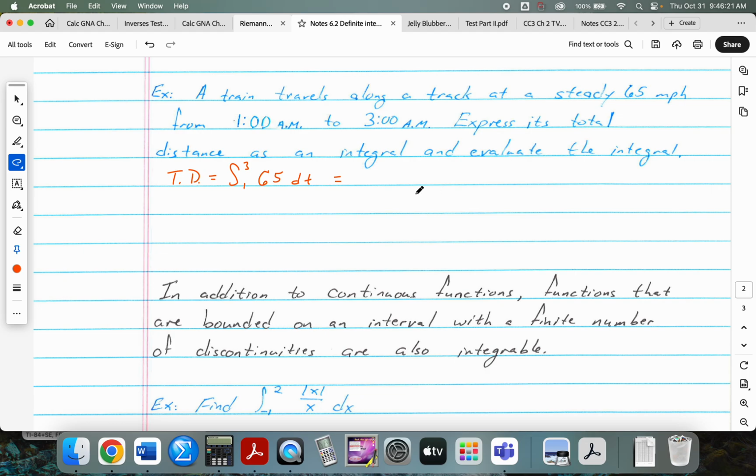And that's really what you're doing graphically. If this is up here at 65, and that's 1 and this is 3, the integral finds this area. And this is miles per hour, and this is hours. So we're multiplying the miles per hour times the change in hours. So that's just going to be 65 times 2, which is 130 miles.